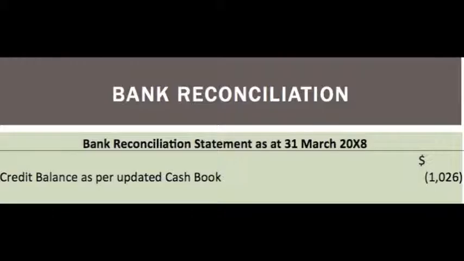Usually we'll do a bank reconciliation once a month. We have to take the updated cash book balance. Because it is a credit balance for this question only, we actually have a negative balance. Usually it's a debit balance in our updated cash book, but because in this question there is an overdraft, it is written as credit balance as per updated cash book. Because it's a negative balance, we will bracket it.